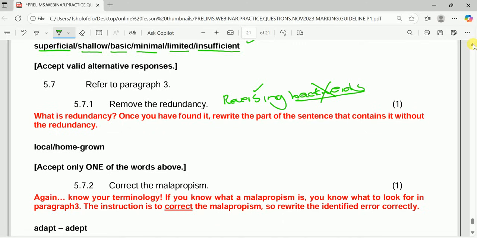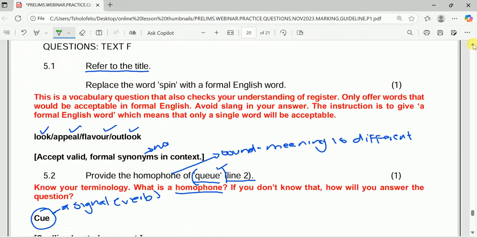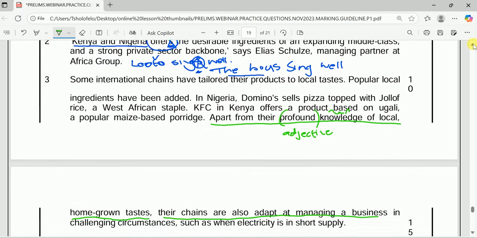Now, 5.7.1, refer to paragraph 3. So we go again to paragraph 3.